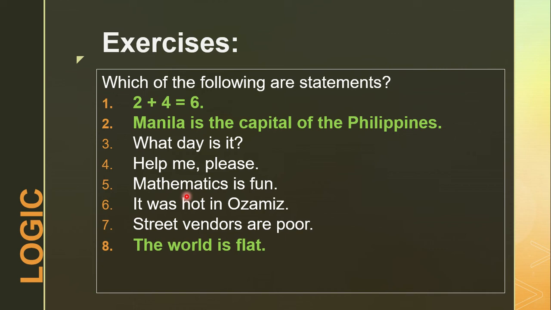Now, for example, I would say for me, mathematics is fun. Or let's say Mark says mathematics is fun, and we can call it a proposition or statement. And the last one is the world is flat. The world is not flat. It's round, it's spherical. So though the statement is false, it has its truth value, so we can say that it's a proposition or statement.